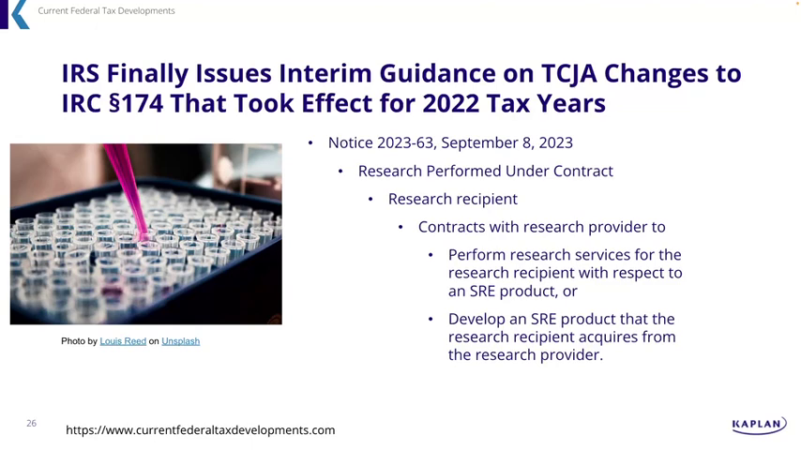The key question is, what about the costs either one of those incurs for the research recipient, the costs they incur to contract, to pay on the contract, and for a research provider, the costs they incur doing the work? Who is going to end up capitalizing? And under what scenario do they end up capitalizing? That's going to be one of our key things.